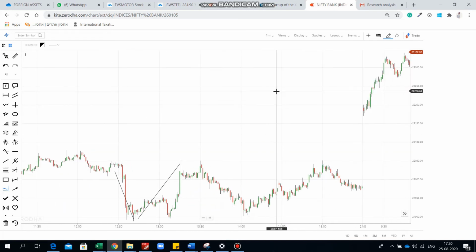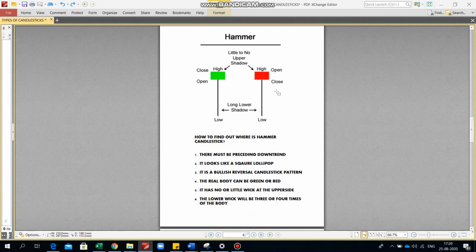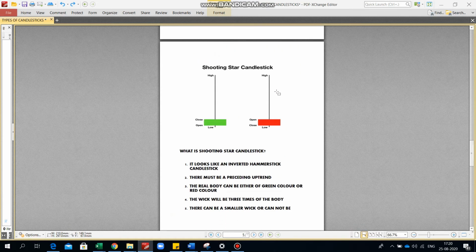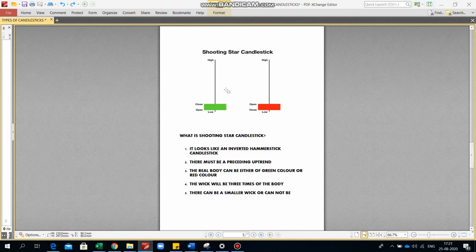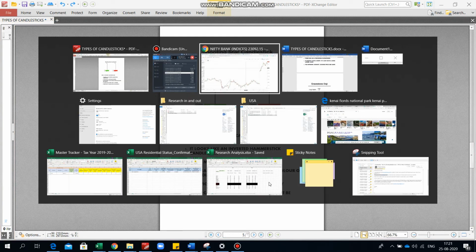Okay, now the next candle I'm going to talk about is exactly the opposite of this candle, which is the shooting star candlestick. People call it the inverted hammer candlestick as well. These candlesticks basically show the movement towards a downtrend. You can find these candlesticks after a good uptrend, and after these candlesticks the prices will start reversing to the downtrend. I'm going to show you in the market.